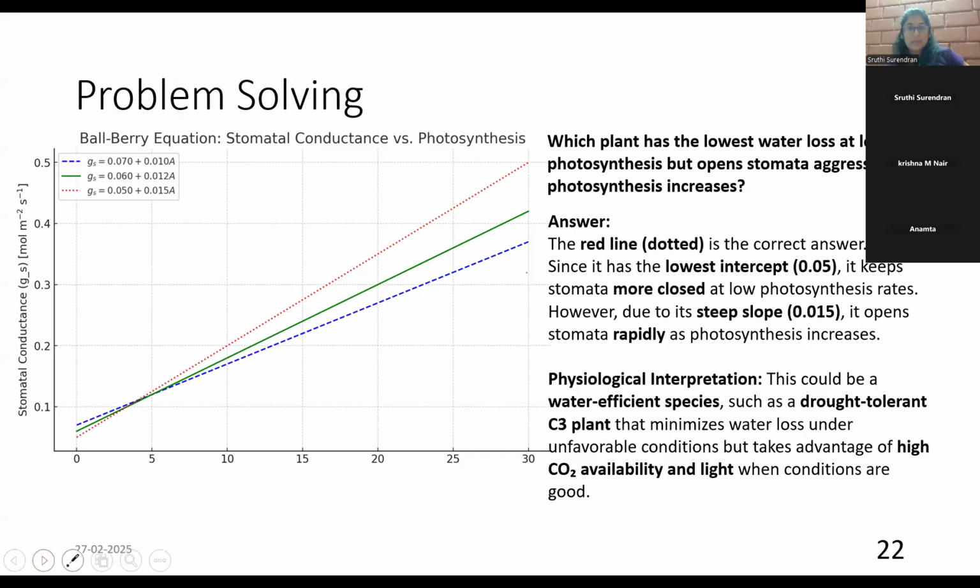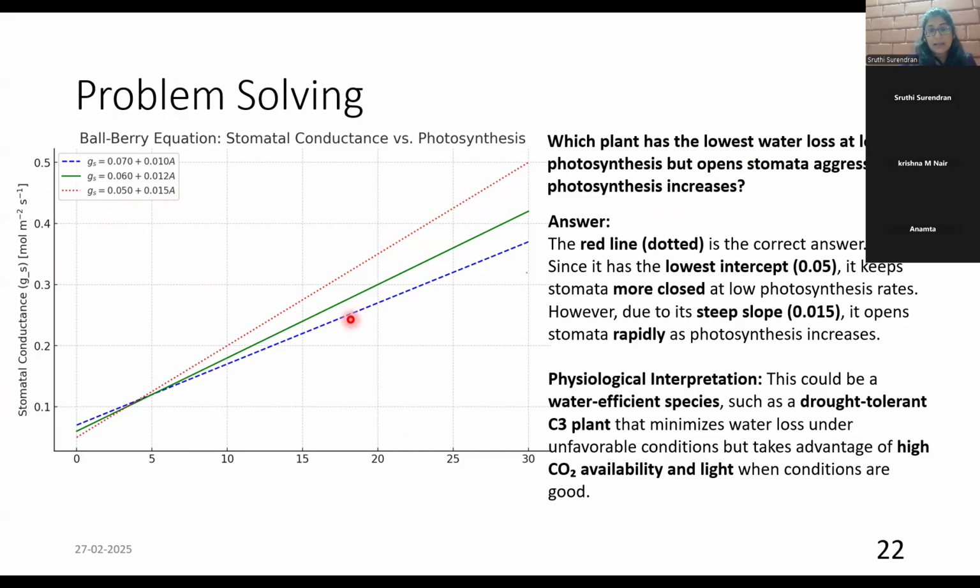So again, the red line, because from the intercept value, we know that the red line has the least intercept, which means the least baseline conductance. So water loss is the least for the red line, but then the slope is the highest for the red line, which is saying that as the photosynthesis increases, the stomatal conductance sensitivity will keep increasing. It is more sensitive, so it will keep increasing more and at a faster rate when compared to these two other plants.